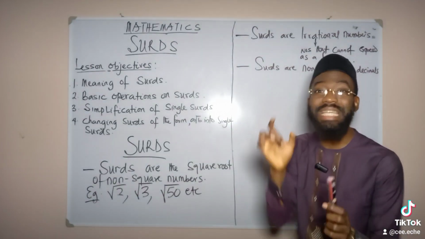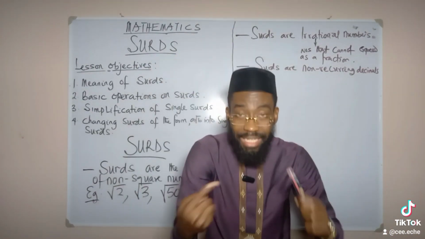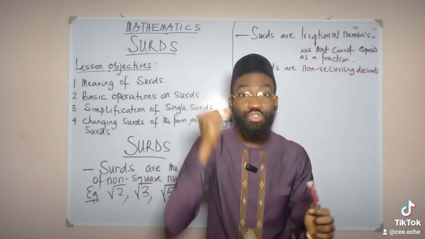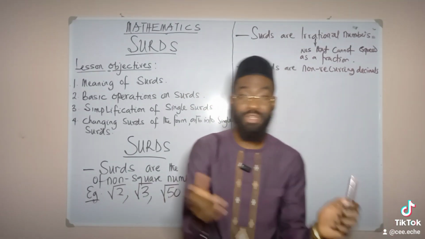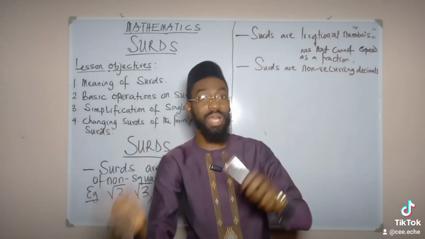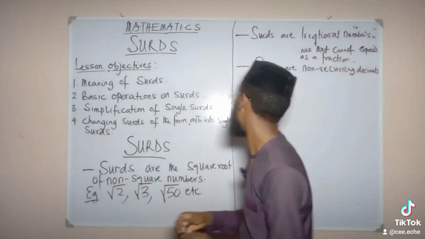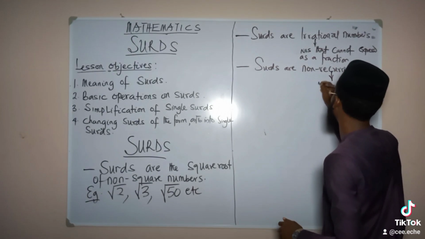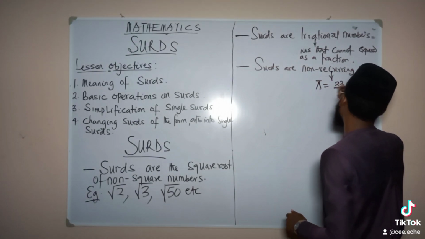Non-recurring decimals are those decimals that have no end, but their digits do not repeat. Many of us may have pressed something on the calculator and gotten something like 0.7128. And another example of a non-recurring decimal is pi, which is 22/7.